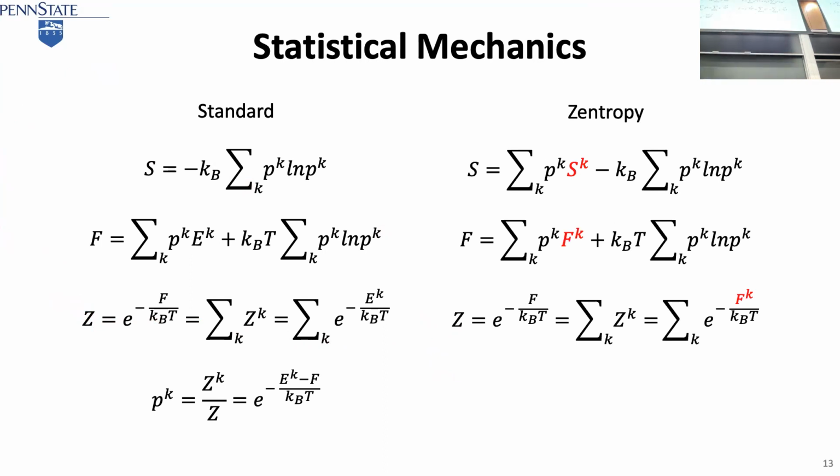So that's the difference. You see the right side, we need to change to free energy. Then your entropy will be different. So this one cannot control the whole entropy.